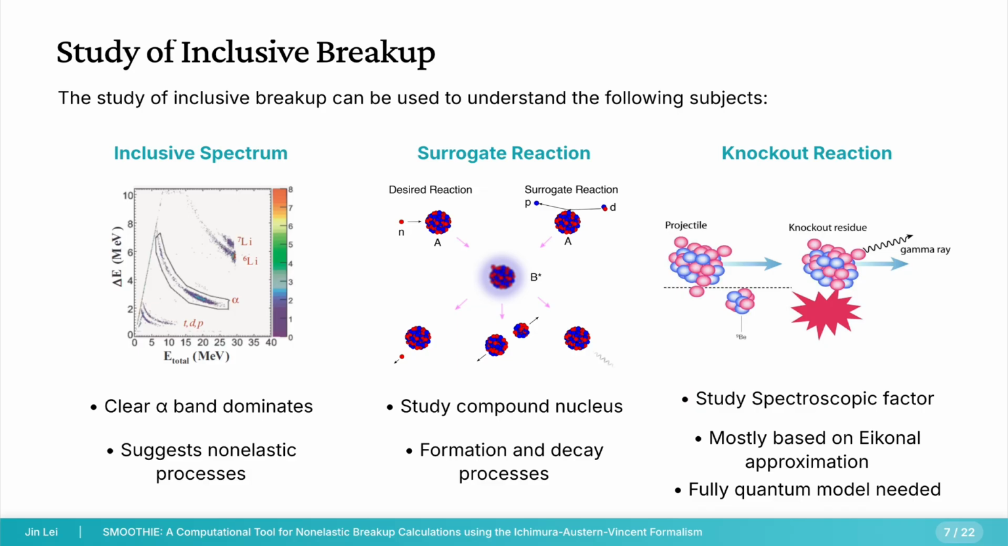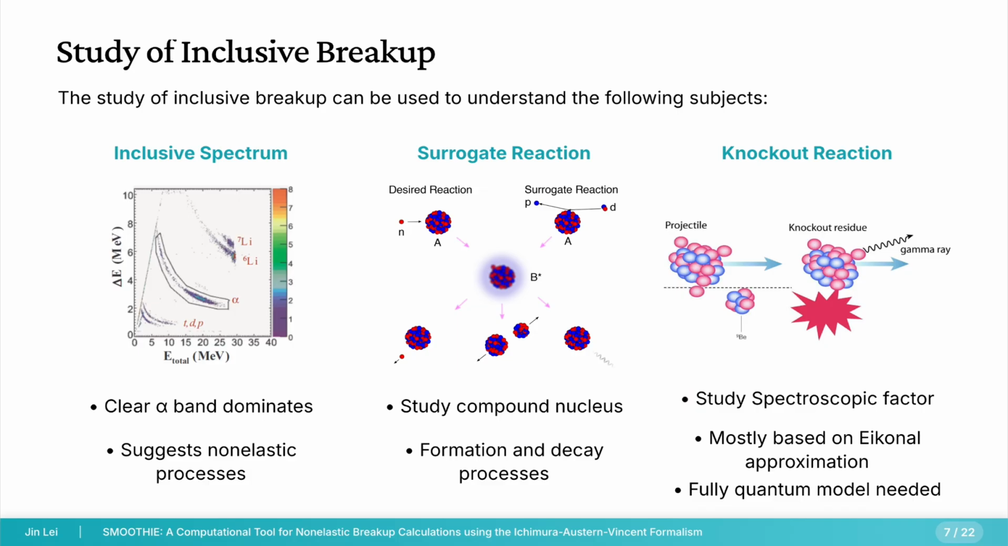In such cases, neither the neutron nor the short-lived nucleus can practically be made into a target. So, the surrogate reaction becomes necessary. One can use a deuteron as the target and study the interaction of the short-lived nucleus with the neutron inside the deuteron. Third, the knockout reaction. We use it to extract spectroscopic factors.